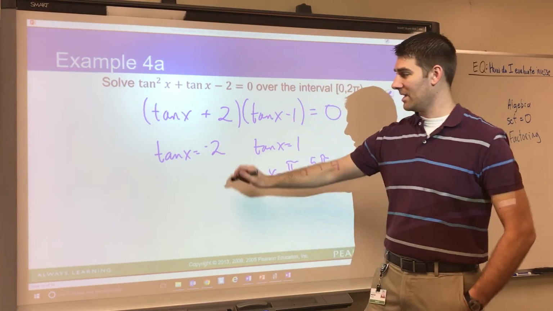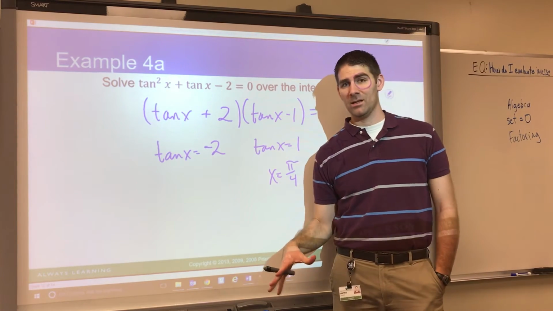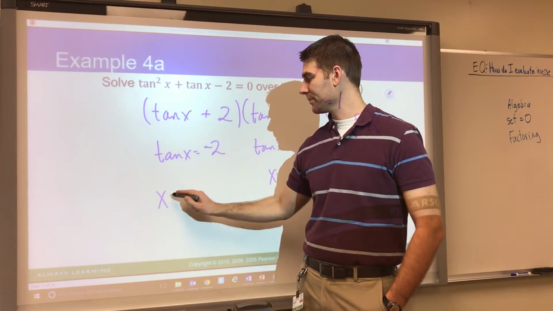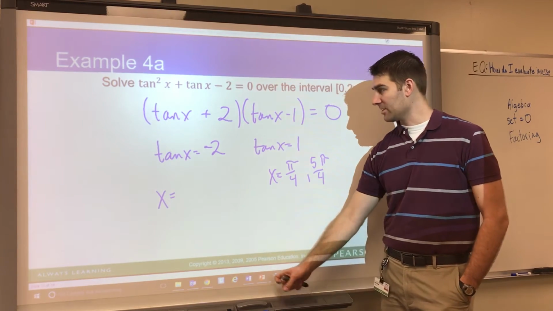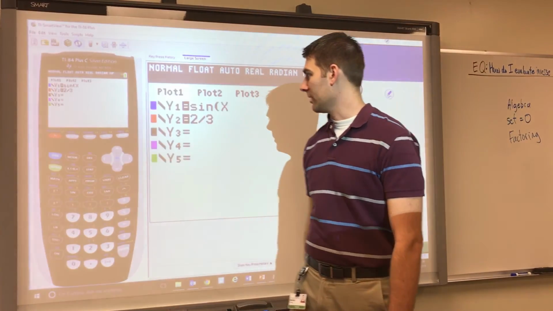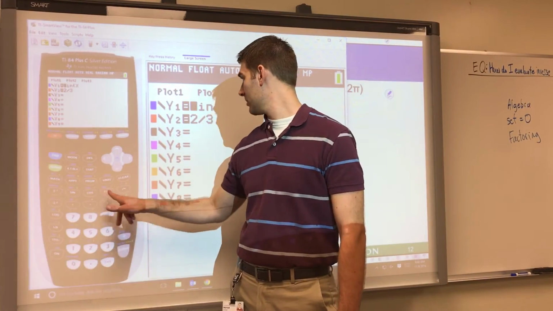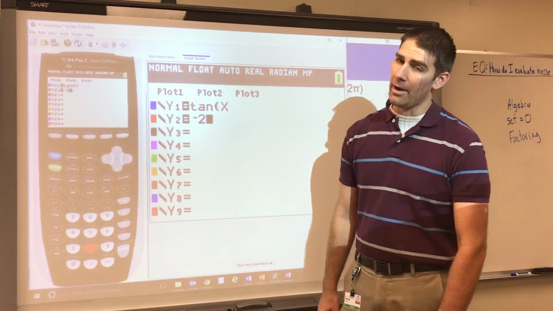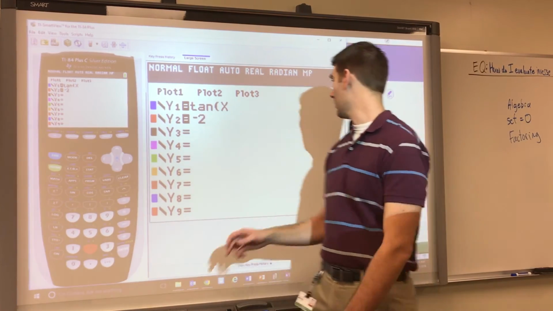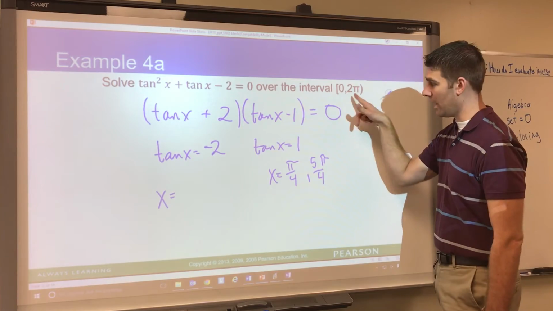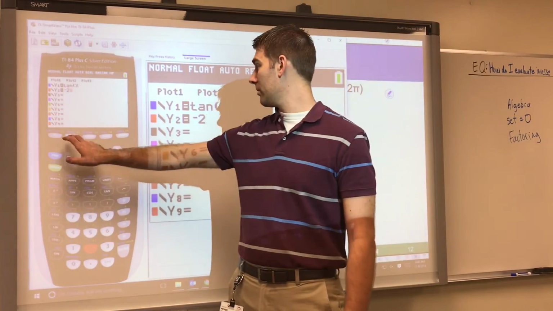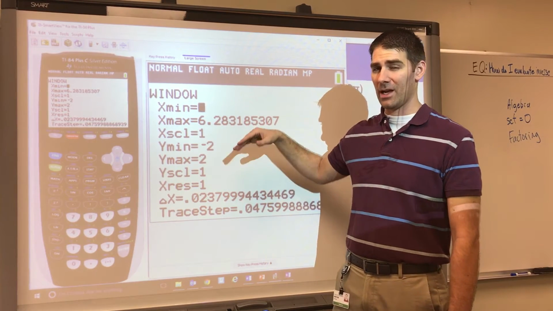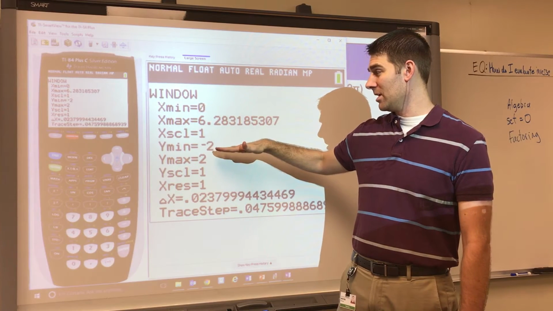Now, something to keep in mind, tangent can be equal to anything. Any y value is met by tangent. So, when you go to graph this one, you go back to your calculator, you go back to y equals, you're going to change your sign to a tangent, and you're going to change your -2/3 to -2. Now, when you look at the window again, number one, we're still in radians because we're still 0 to 2 pi. When you go back to the window, I can only see down to -2, and that's what I'm looking for. I've got tangent as one of my y's and -2 as my other y equation.